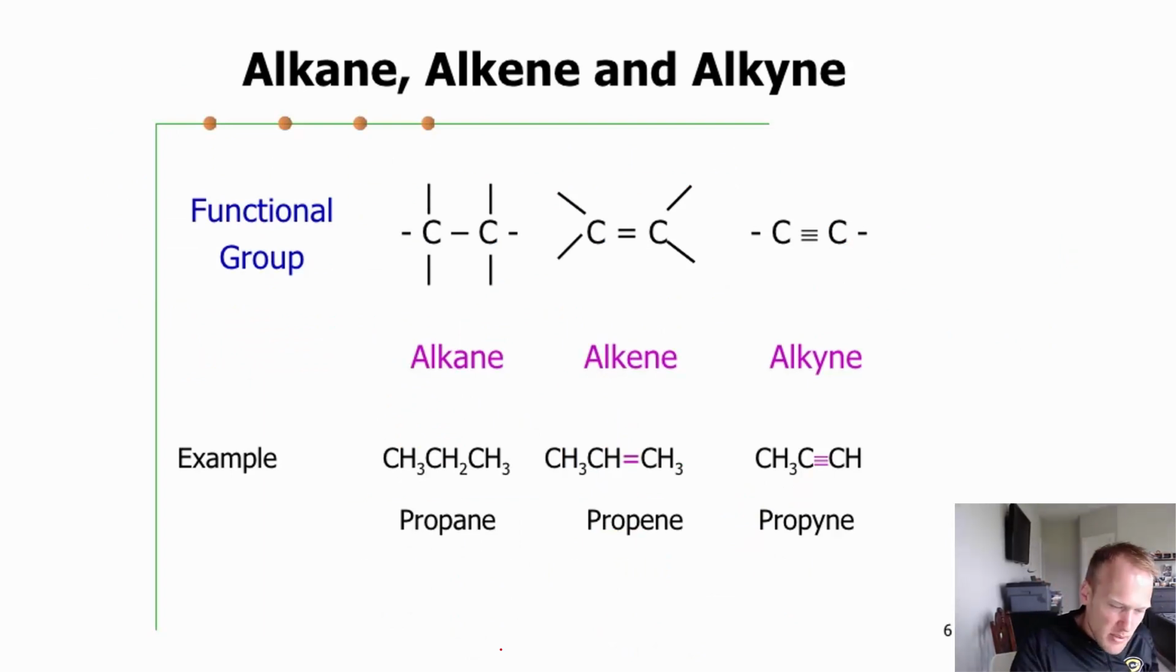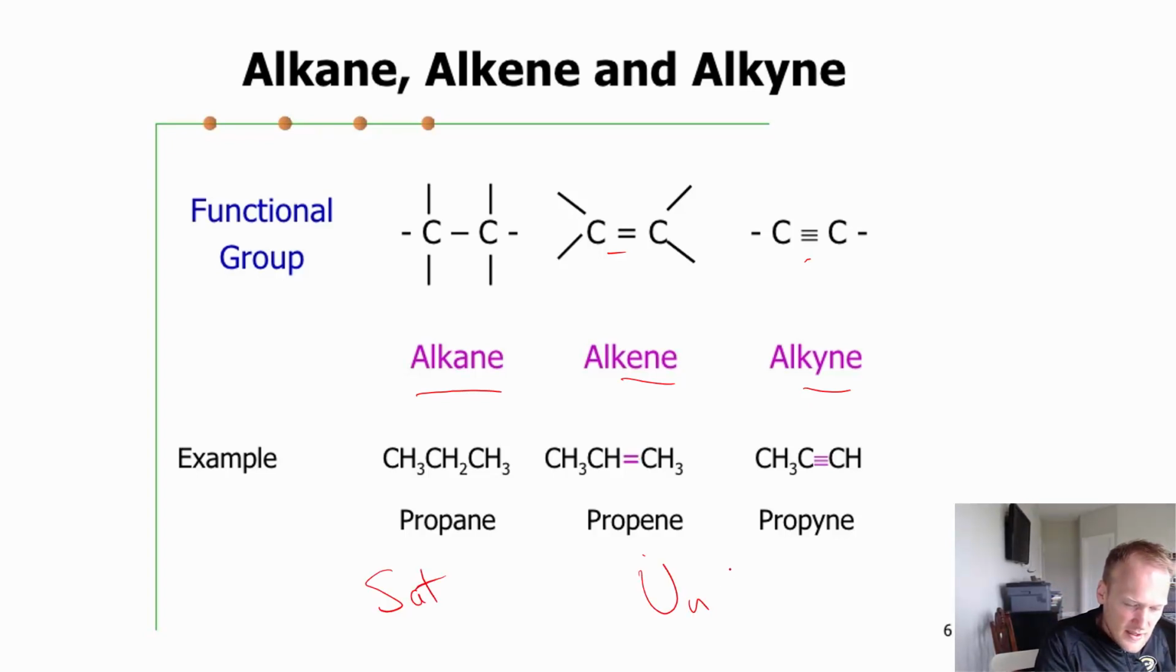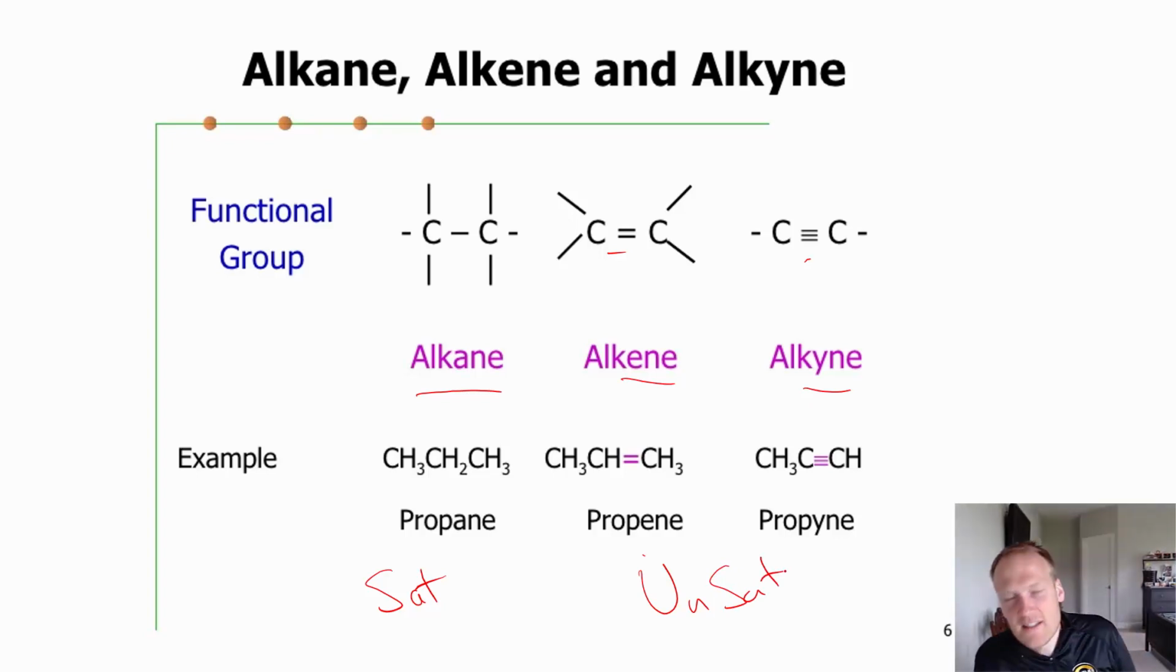So this is a chart comparing all of them. Alkanes would only have single bonds, alkenes have double, and alkynes have triple bonds. Propane, propene, propyne: they all have 3 carbons. We just have double and triple bonds present and fewer hydrogens. Just to review, this would be saturated. These would both be unsaturated because theoretically we could break those bonds and add hydrogen.